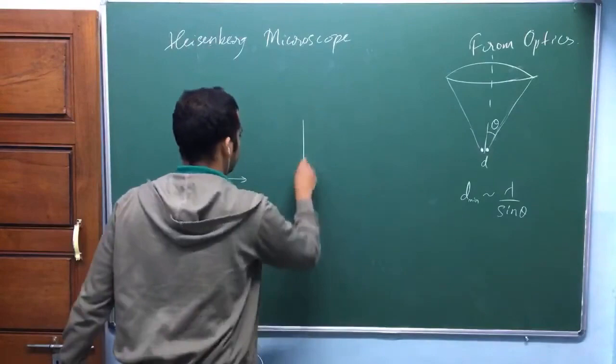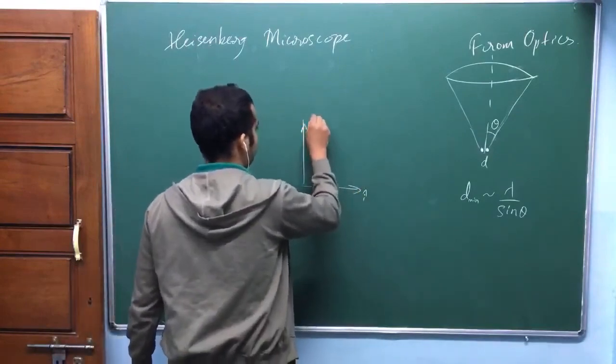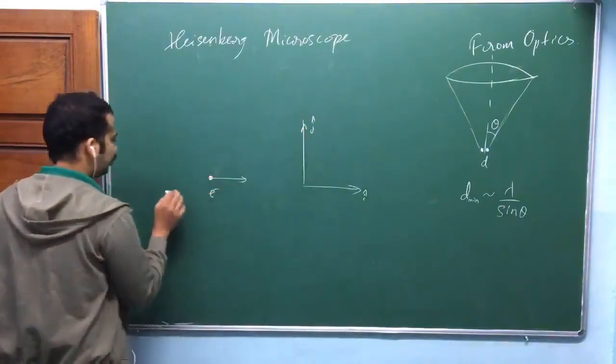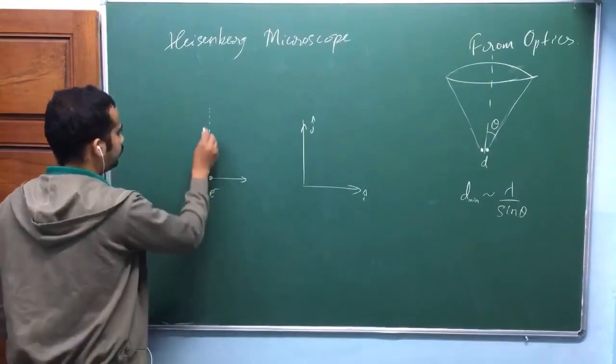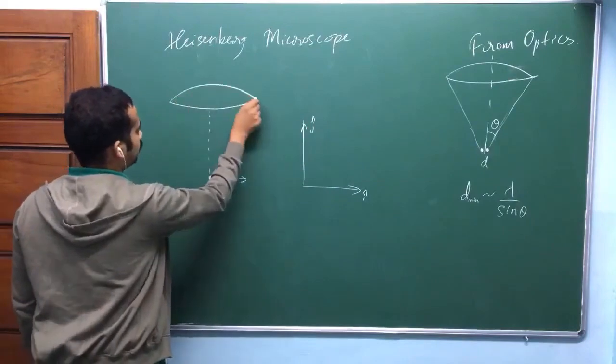Let me define axis here. i cap, j cap here. Electron is moving like this. So now what I do is I just exactly above this one I have objective of the microscope.